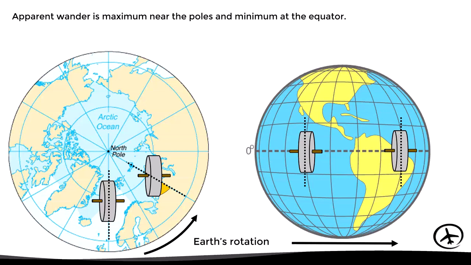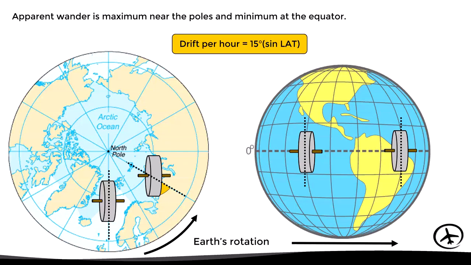Based on this, we can deduce that the magnitude of the apparent wander depends on the latitude and can be determined by means of this formula. Now, this wander is known as apparent, since in reality it is not the gyroscope that drifts, but the rotation of the Earth that creates this effect.